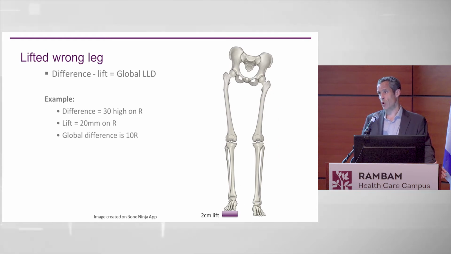Or they'll lift the wrong leg altogether. And if they lift the wrong leg, then you can see that when you measure the global difference and you get a number of 30 millimeters, that if they've lifted the opposite side 2 centimeters, that in reality, in this case, the left leg is still 10 millimeters longer than the right leg.